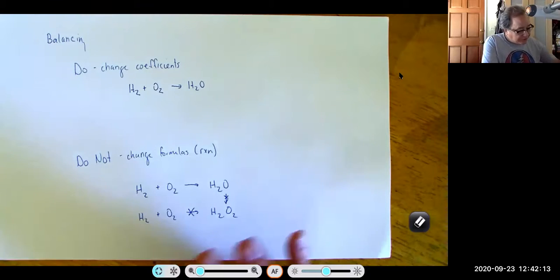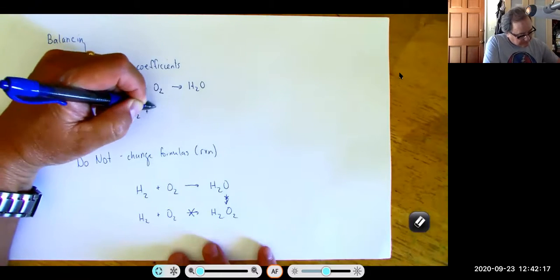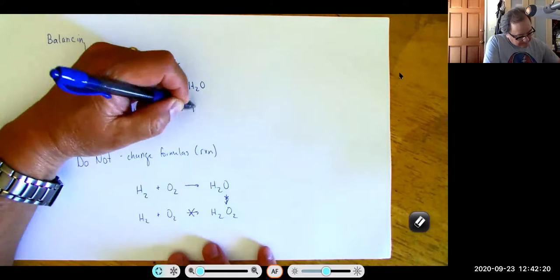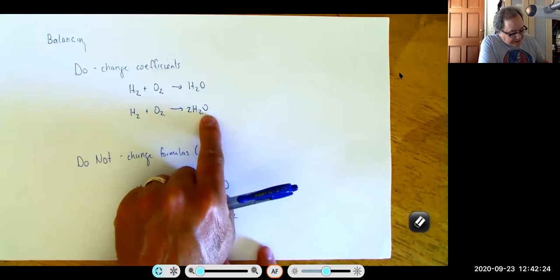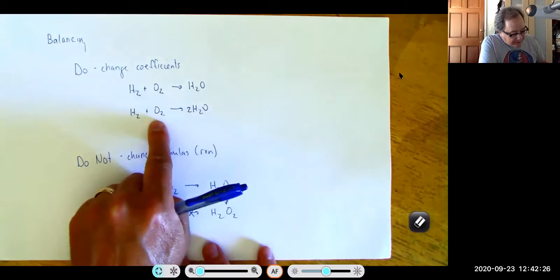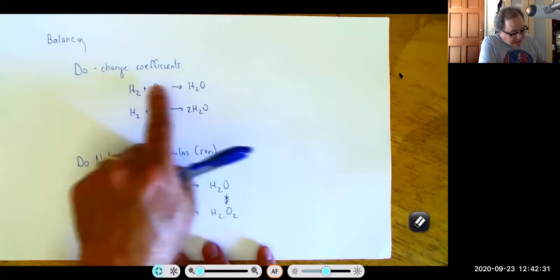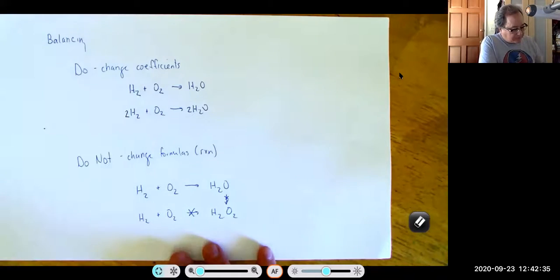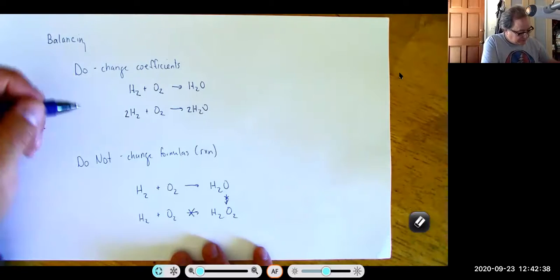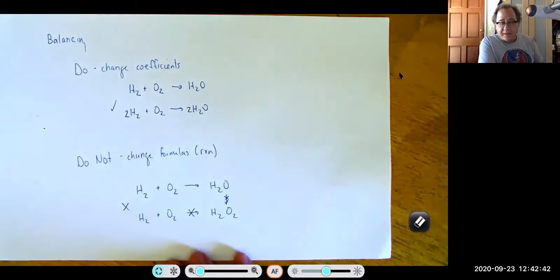So this is a do. If I put a 2 here, I'll end up having 2 oxygens, and I have 2 oxygens over here. But if I put a 2 here, instead of having 2 hydrogens and 2, I now have 2 and 4. So I'll put a 2 there. So this is the do, and this is the don't. Are we clear on the do and the don'ts for balancing?